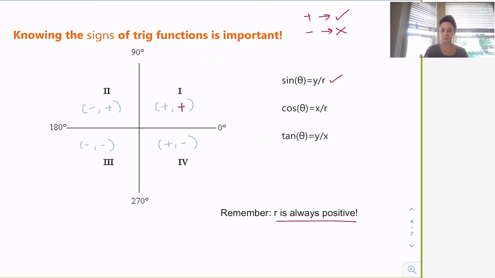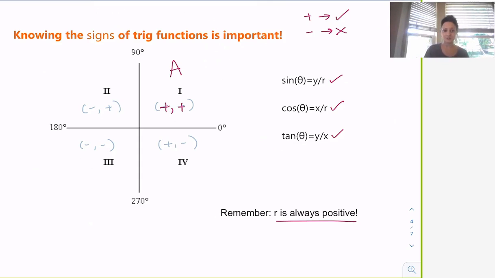All right, still in quadrant 1, moving on to cosine. I have x over r. Well, x is positive in quadrant 1, r is always positive, so I've got a positive over a positive, which is positive. And then the same thing for tangent, right? I've got y over x, both are positive, so tangent is positive in quadrant 1. So I've got that all 3 trig functions are positive in quadrant 1, so I'm going to put an A for all. They all got check marks, okay?